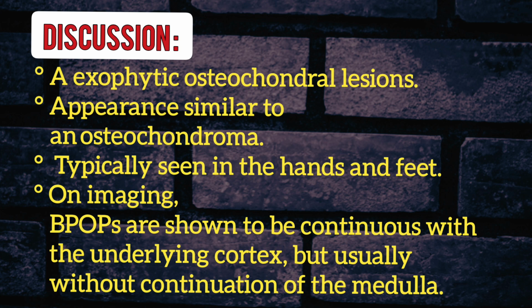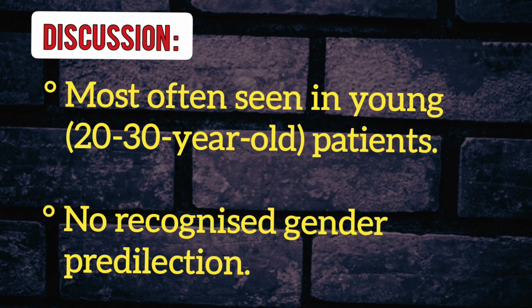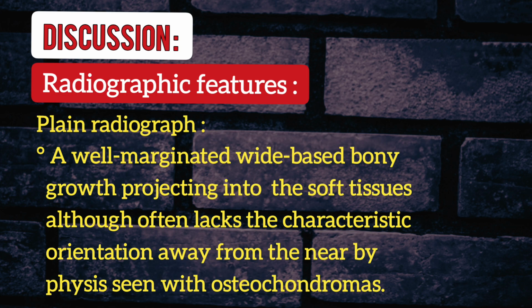Discussion. Bizarre paraosteal osteochondromatosis. It is an exophytic osteochondral lesion which has an appearance similar to an osteochondroma and is typically seen in the hands and feet. On imaging, BPOPs are shown to be continuous with the underlying cortex, but usually without continuation of the medulla. BPOPs are most often seen in young 20 to 30-year-old patients. There is no recognized gender predilection.